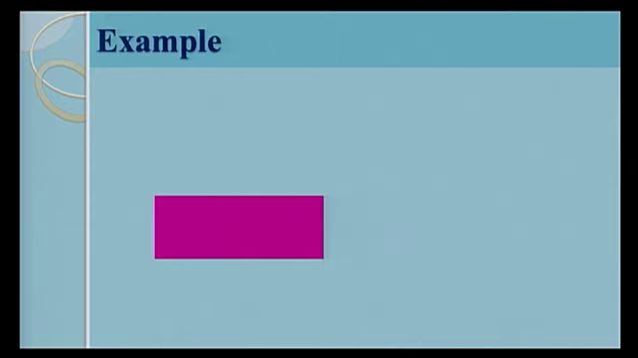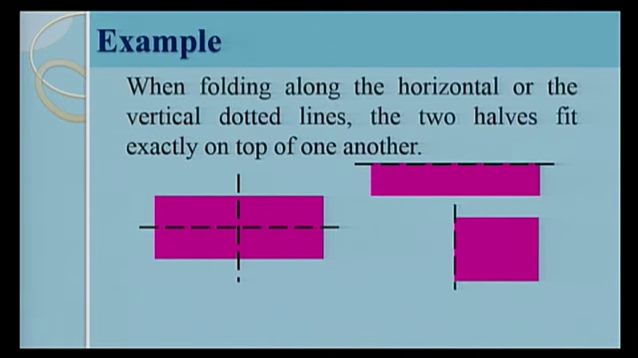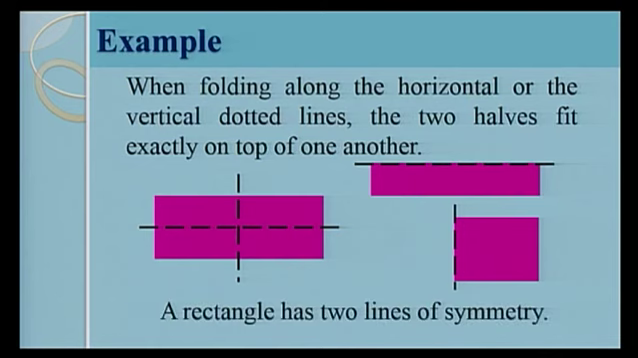We take another example. Suppose you've got a rectangle. Look at this rectangle. Can you imagine where you can find lines of symmetry in it? You can fold it along the horizontal or the vertical dotted lines. If you fold it along the vertical line, it will fit on one another. If you fold it along the horizontal line, it will fit on one another. So we can say that this rectangle has two lines of symmetry.